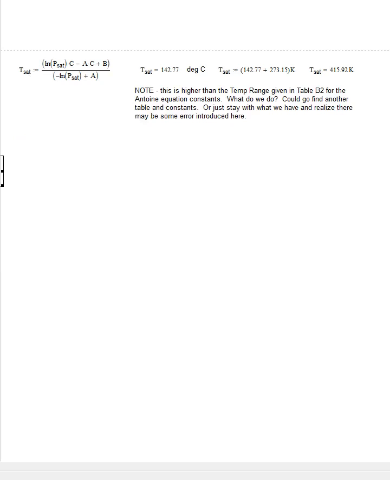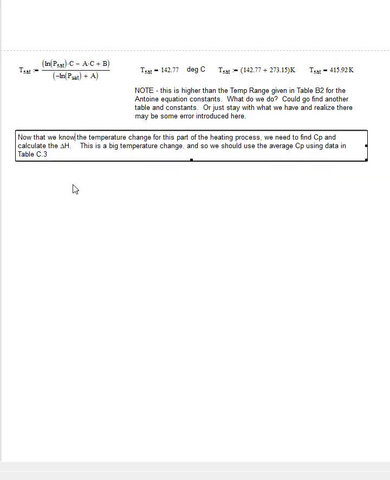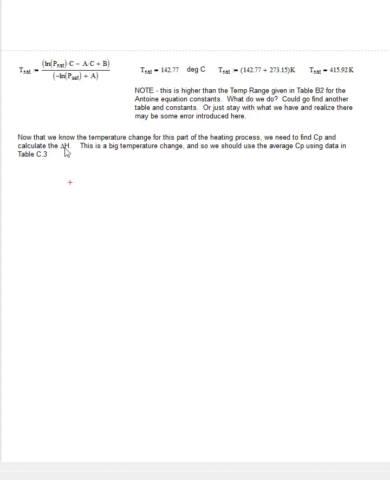So what we have to do then is calculate the delta H, the heat required to raise our temperature from 298 K to 415.9 K. All right, so we need to find the heat capacity because Q is going to equal delta H, which is going to equal the integral of CP dT. So when we do this part of the problem, we got to realize that that's kind of a big temperature change. That's over 100 degrees C.